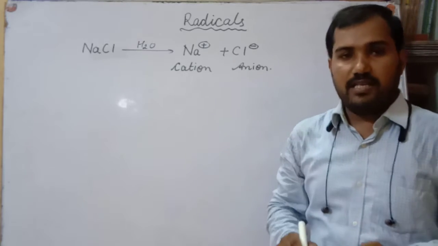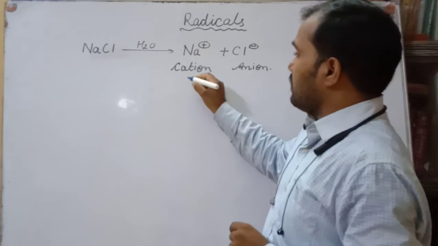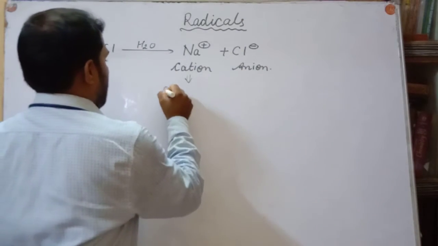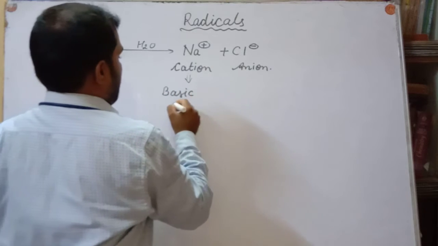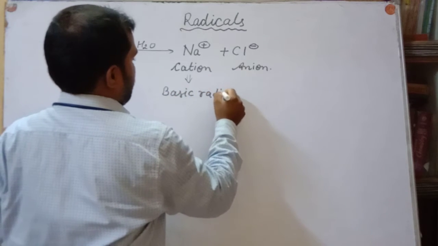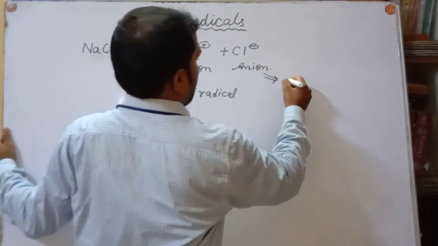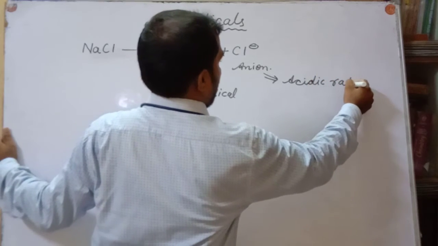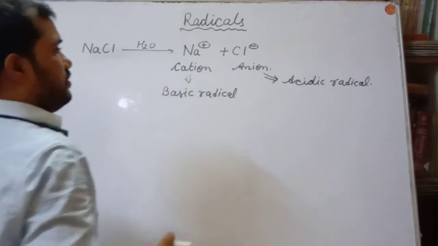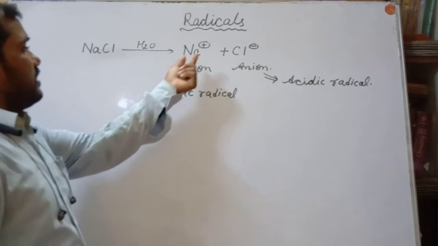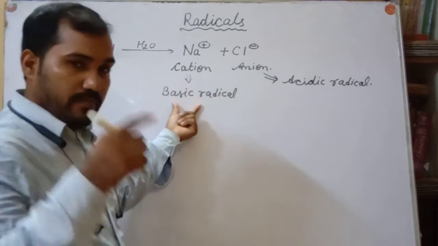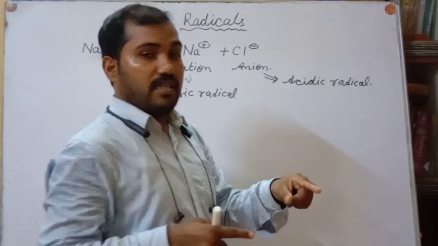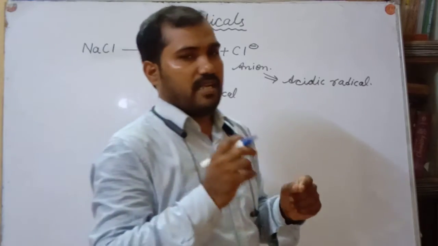Means in any salt, whatever positive part you get, that one will be the basic radical, and this anionic part will be the acidic radical. Understood? Why is this cationic part said to be the basic radical and this anionic part said to be the acidic radical? There is some reason behind it.